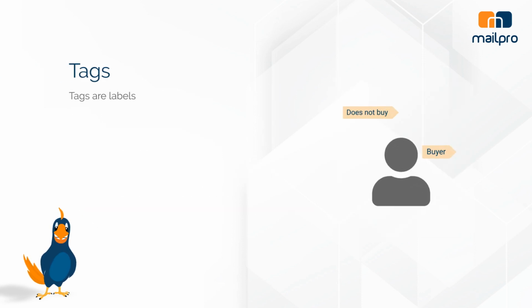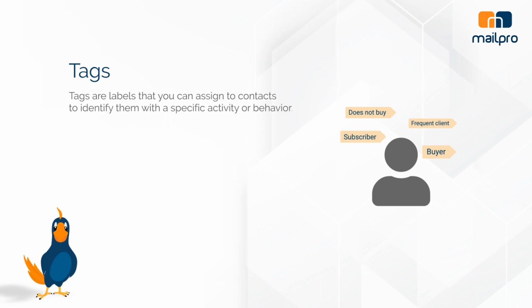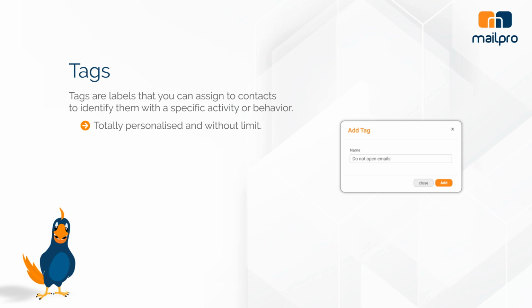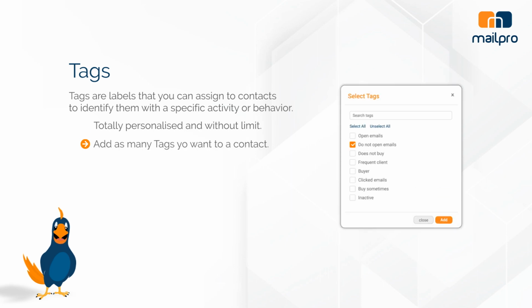Tags are labels you can assign to your contacts to identify them with a specific activity or behavior. It's a simple way to separate contacts who belong to the same list but who have arrived there differently, or to know which of your contacts on the list has made a purchase of your product. Tags are totally personalized, and you can create as many as you want. You can add as many tags as you want to each contact.